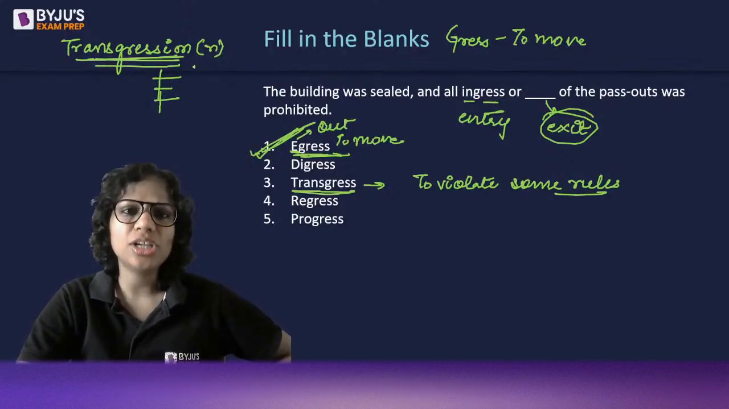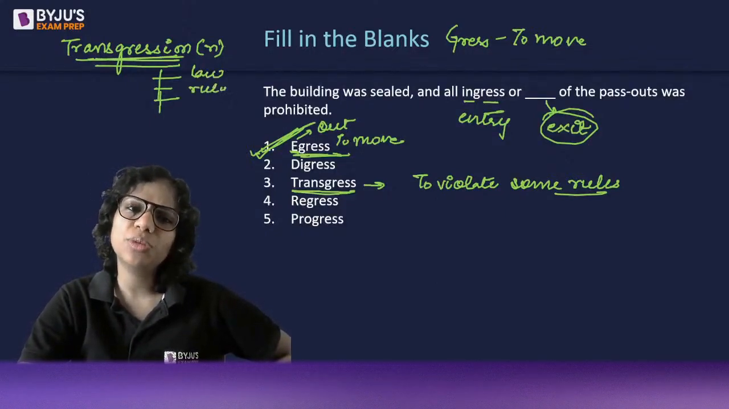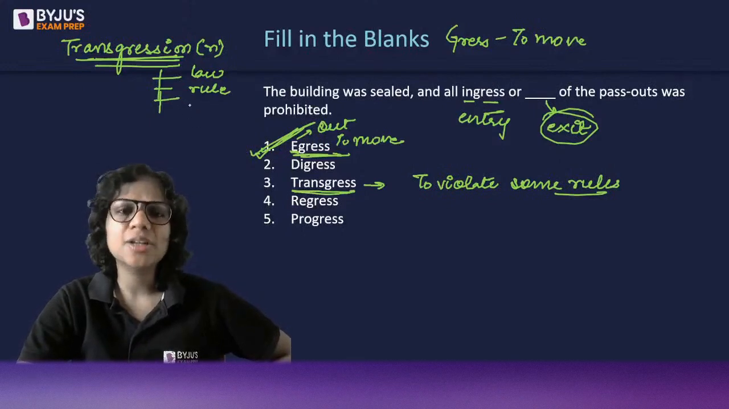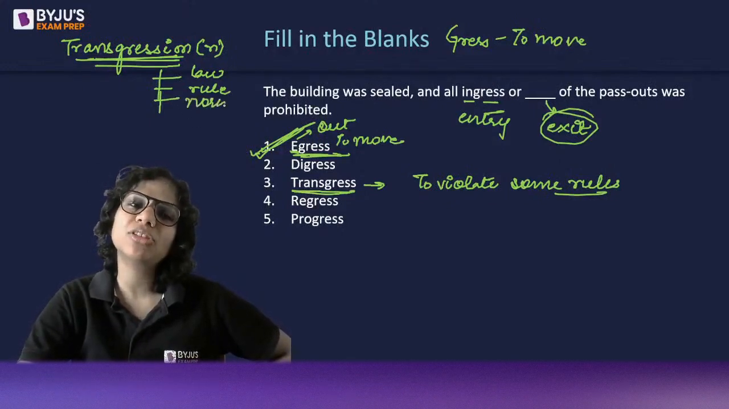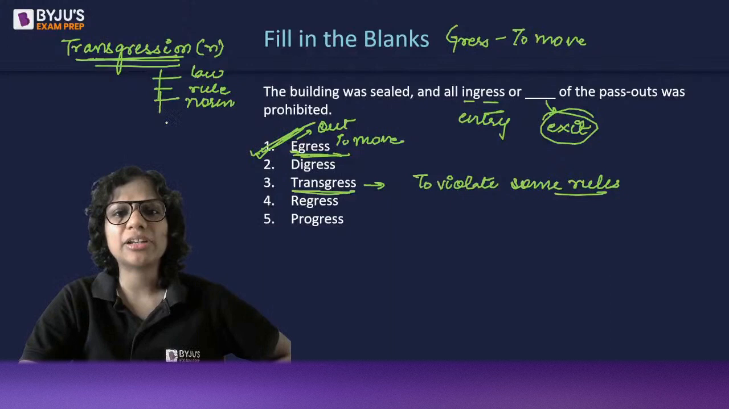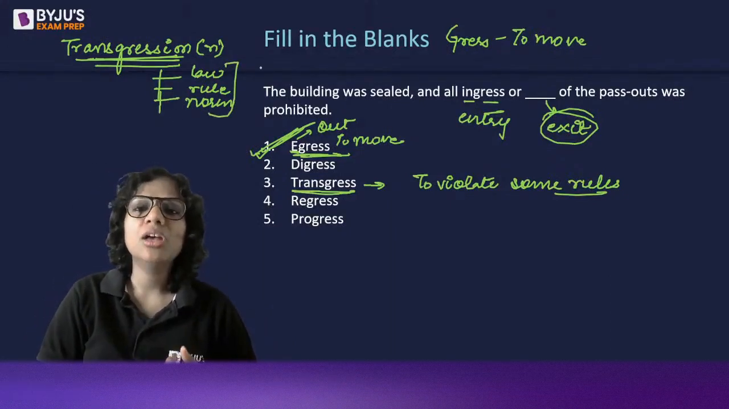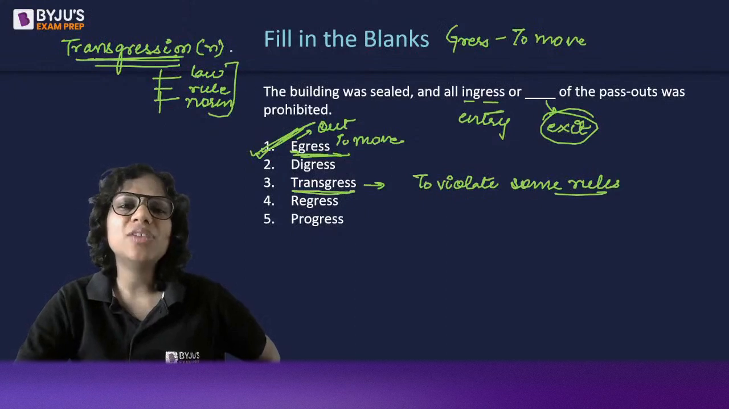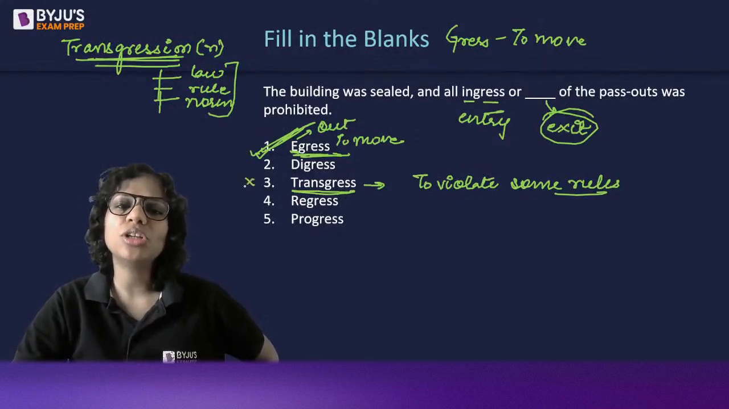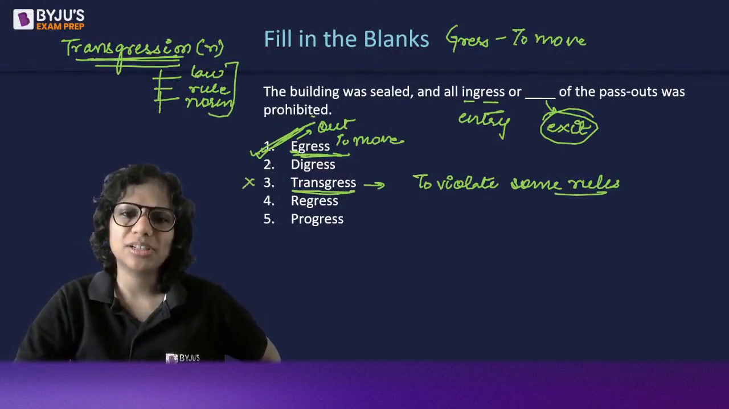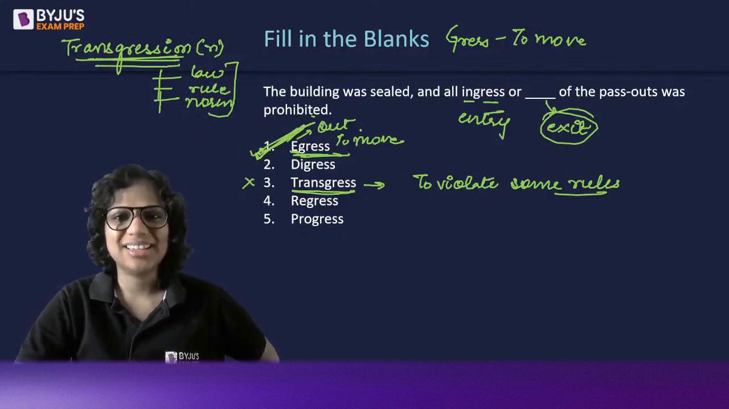Okay, so it could be the law, it could be simply a rule of your institution, let's say. It could also be an accepted norm in the society, the way people are expected to behave. So when you violate any of these, it's called a transgression. So here transgress is anyway something that is prohibited. So we'll not use it and then write again prohibited. It has to be egress, right?